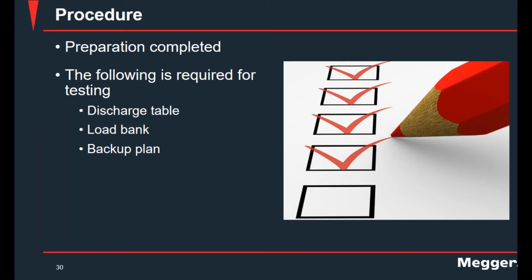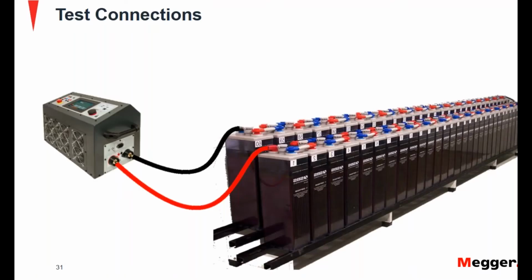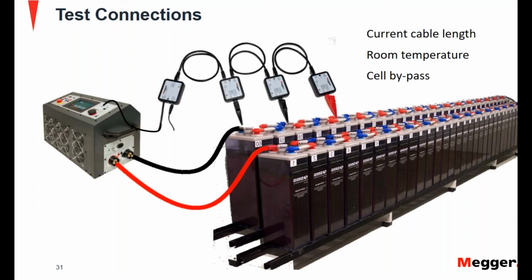So the test connection. This is how the test would look. You just need a load bank with the current cables. Before starting the test, as part of the preparation, you need to consider the length of those cables, and how you are going to handle the heat dissipation if you have the load bank right there in the battery room. So you need to provide ventilation, or you need longer cables to have the load bank outside the room. You need to be prepared for bypassing any cell.